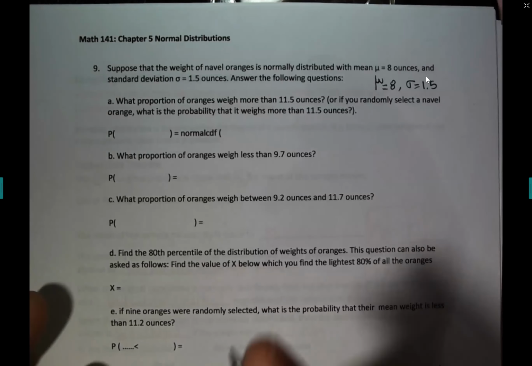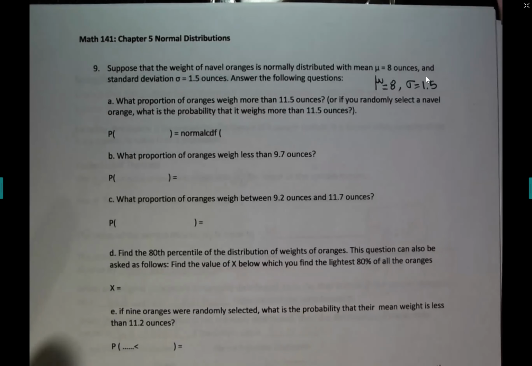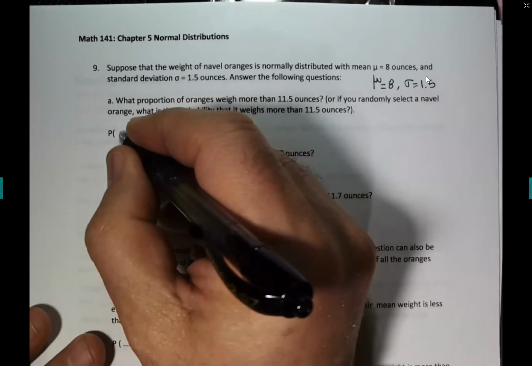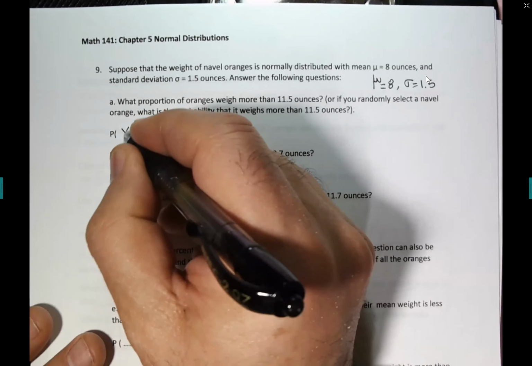We've done this before. It's only one orange, guys. We're not working with samples yet. That comes toward the end. So it will be probability of X more than 11.5.